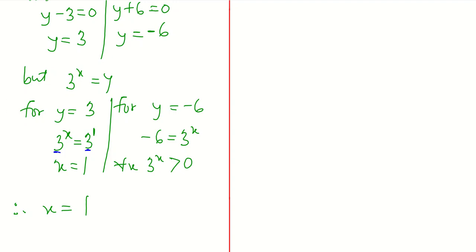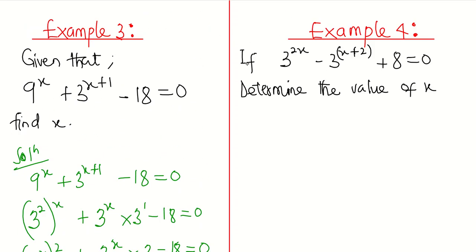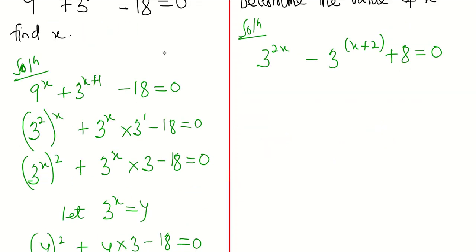So we continue, and it says in example 4 that if 3 exponent 2x minus 3 exponent x plus 2 plus 8 is equal to 0, determine the value of x. So with this, we first have to write our solution, and we have 3 exponent 2x minus 3 exponent x plus 2 plus 8 is equal to 0. So with this, then we have to look for a common base and a common exponent to equate it to a preferred variable, and that's going to help us to find the value of x.